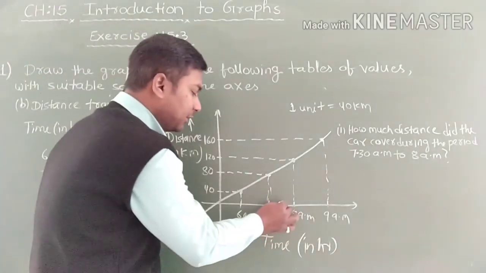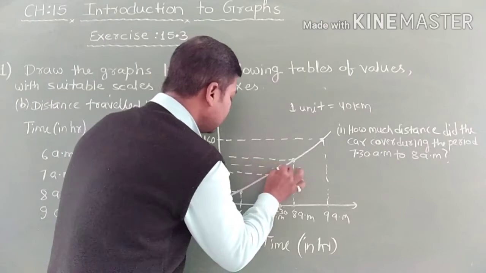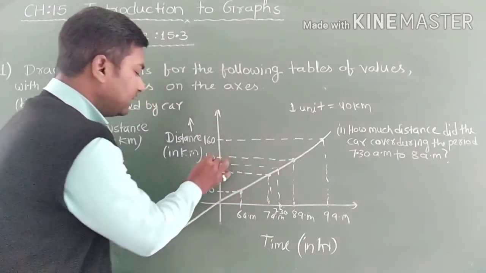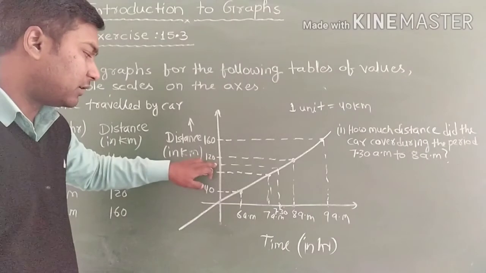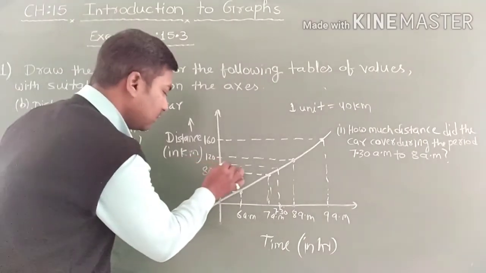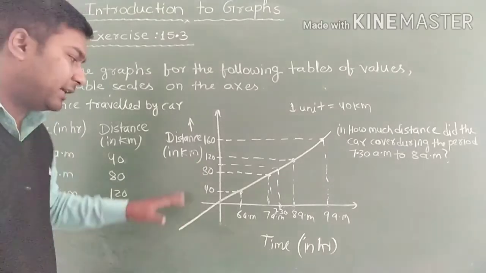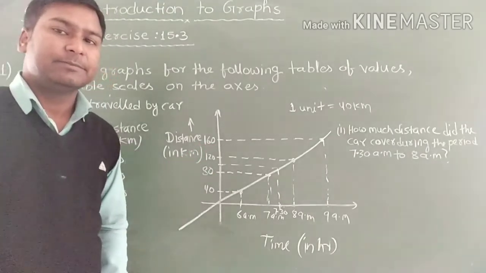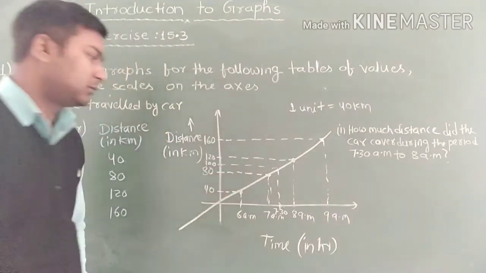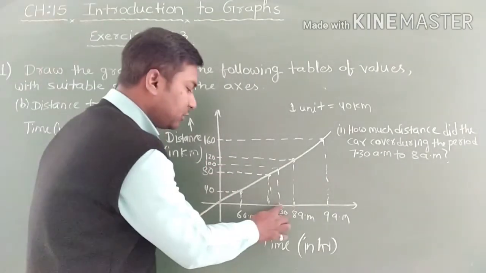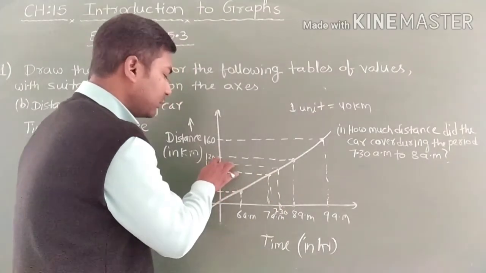So let's suppose 7:30, just draw a dotted line here. It is in between 120 and 80. In between 80 and 120, what is that point? Find a number in between 80 and 120. That is 100. So this point is 100. Now from 7:30 to 8 am, the car moves from 100 km to 120 km.